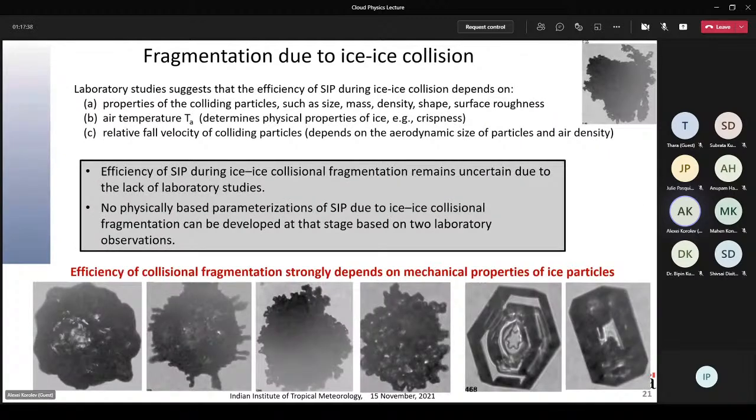What do we learn from those experiments? That the secondary production efficiency of collisions depends on properties of the colliding particles, such as size, mass, density, shape, mechanical properties, surface roughness, of course, and depends on air temperature, because it determines physical properties of ice, like crispness, and on the relative velocities and kinetic energy of the impact. And at the moment we have only two lab experiments, and of course it's not sufficient to develop any physically based parameterization.